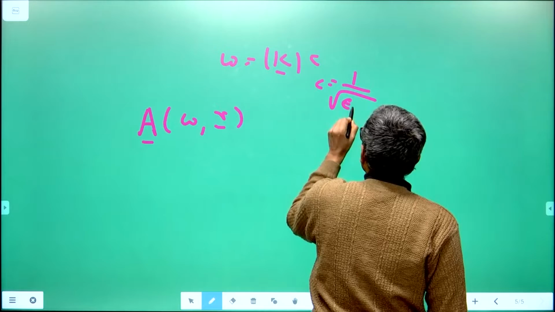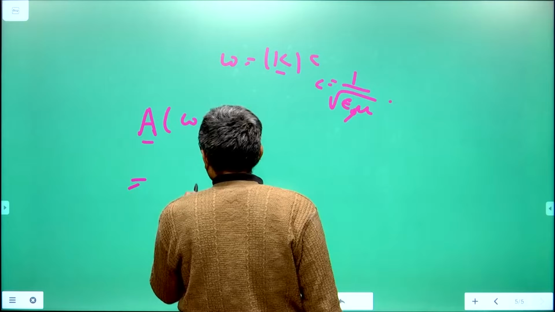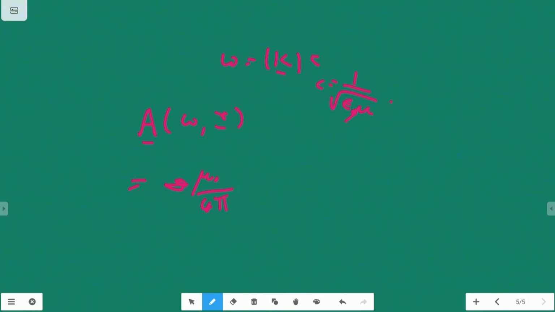This is given by applying the Green's function to the current density, which will give you A equal to mu naught by 4 pi integral e power minus j k mod r minus r prime by mod r minus r prime multiplied by J of omega r prime d3 r prime. This is in the case of radiation by a body, but we are interested in radiation coming from the surface of an antenna.